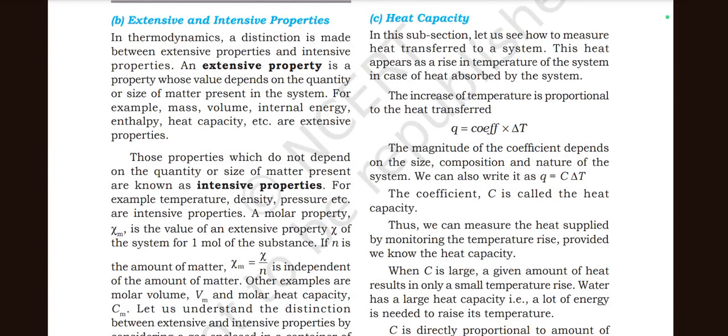Extensive and intensive properties. In thermodynamics, a distinction is made between extensive properties and intensive properties.